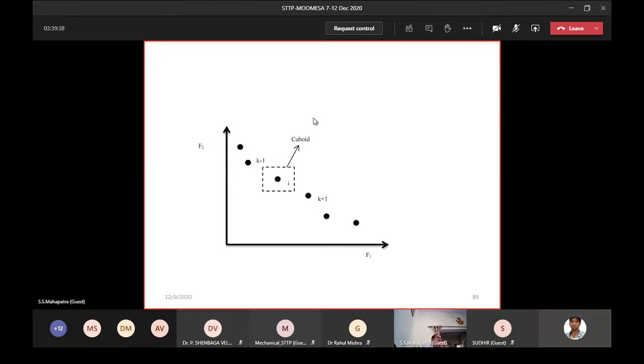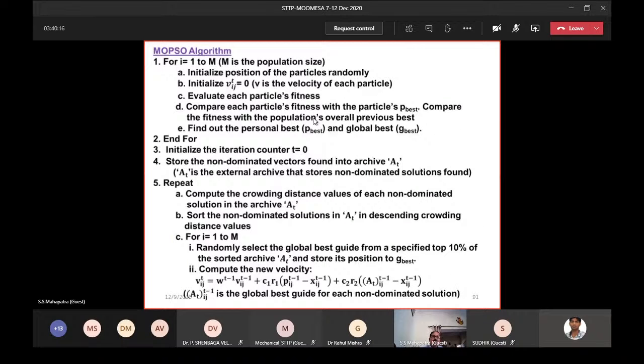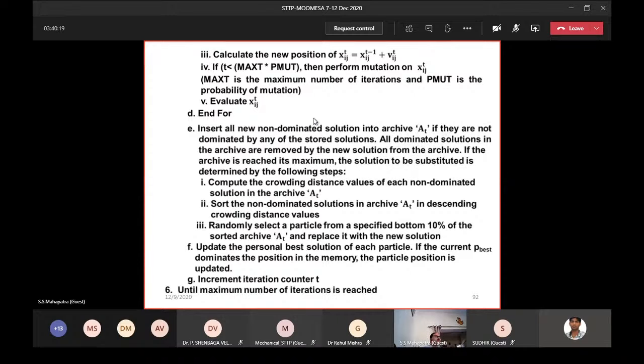Now we take some of the solutions from this crowding distance arrangement, from the top 10%, and use them from the external archive for making modifications in the actual values, particularly in PSO, the velocity updation and the position updation. We need the G best solutions, so we use them. Similarly, in GA, we take the best solutions from the external archive. We take the good solutions. The same way we do it.